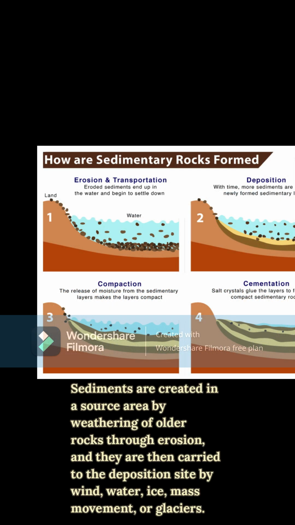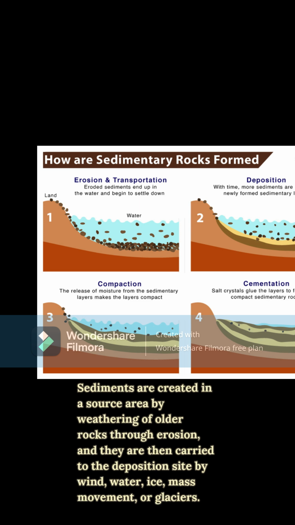Sediments are created in a source area by weathering of older rocks through erosion, and they are then carried to the deposition site by wind, water, ice, mass movement, or glaciers. The four types of how sedimentary rocks are formed are erosion and transportation, deposition, compaction, and cementation.